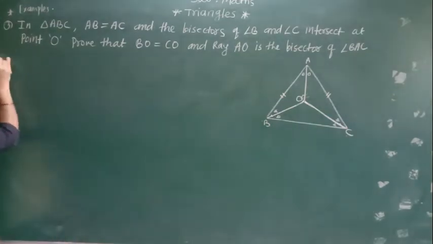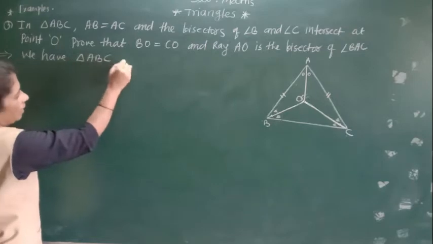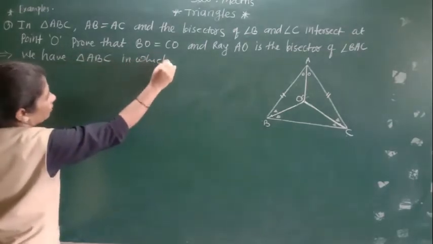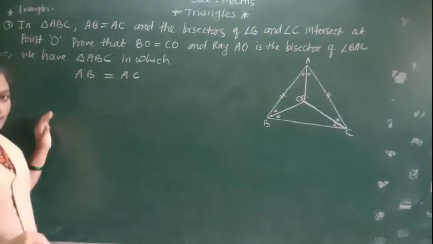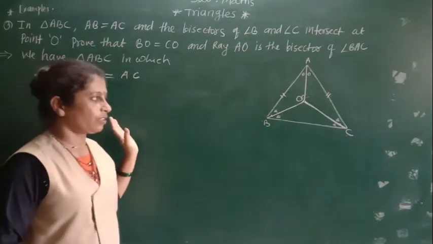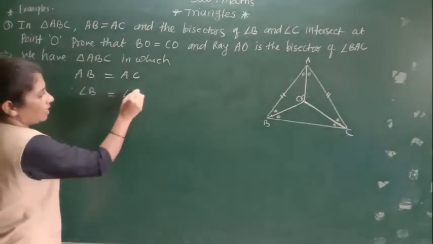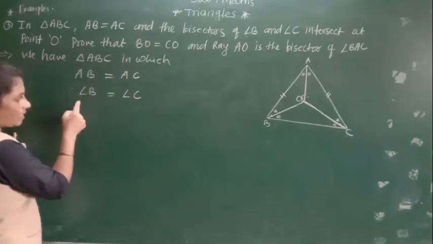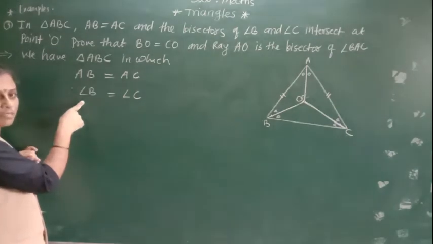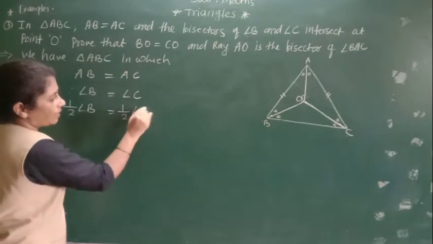So in this we can write directly the solution of this example. So what we have: triangle ABC, in which AB equals AC, and when AB equals AC, then angles opposite to the equal sides are equal. So we will write angle B equals angle C, right? Then bisectors of these two angles are given. So bisector means this angle becomes half. So half of angle B equals half of angle C.